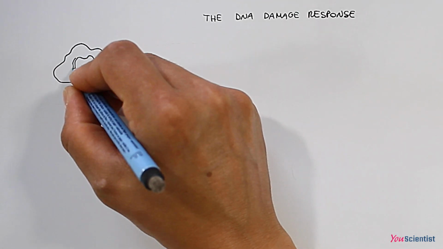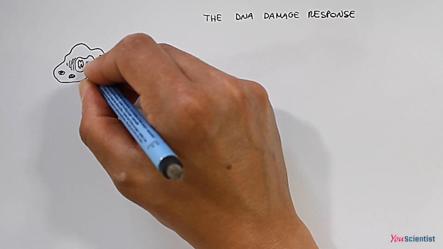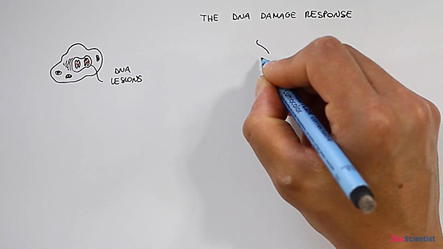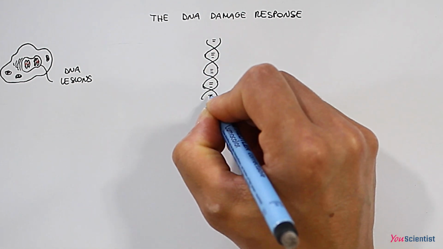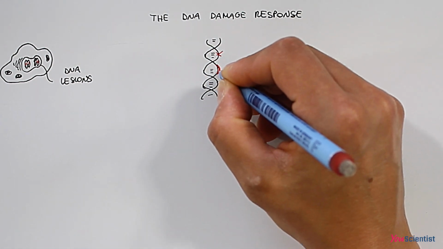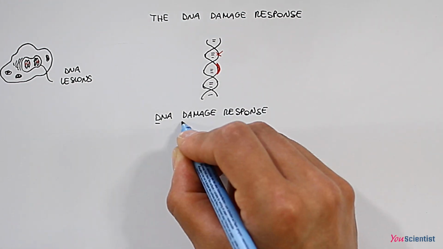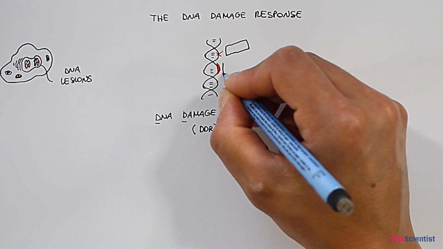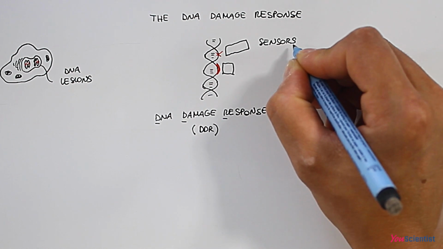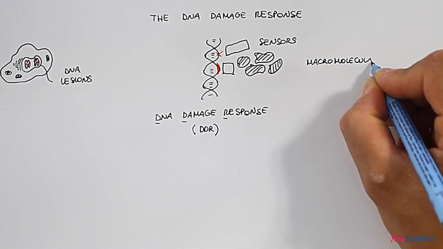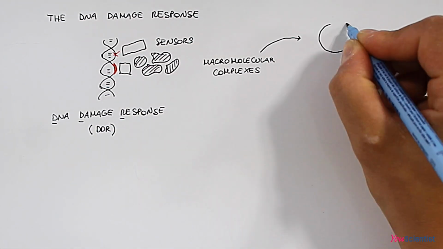Our cells have developed complex molecular systems to identify and repair lesions to the DNA molecule. When an alteration in the sequence or in the structure of DNA occurs, a series of coordinated events called DNA damage response happens. In most cases, sensors are able to identify and bind the DNA lesion and then to recruit other factors and create macromolecular complexes.